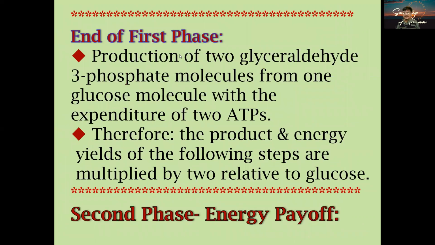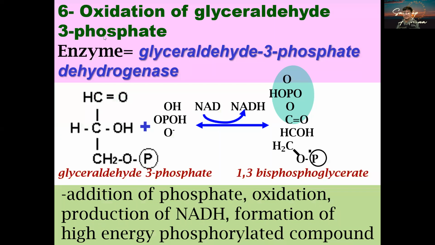So in the first phase, the production of 2 glyceraldehyde 3-phosphate from a single glucose molecule is going to be formed, and here we have expended 2 ATPs. So the product and energy yield of the following steps are multiplied by 2 relative to the glucose. Now the second phase, that is the energy payoff, will give you the energy.